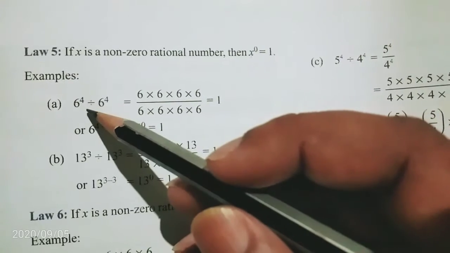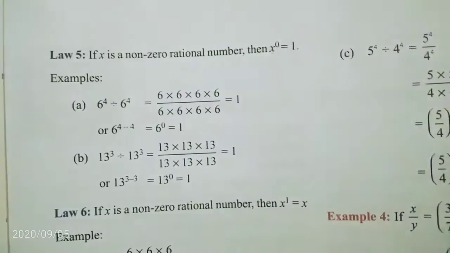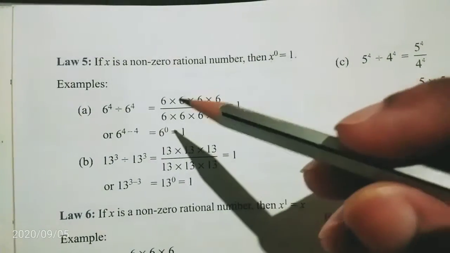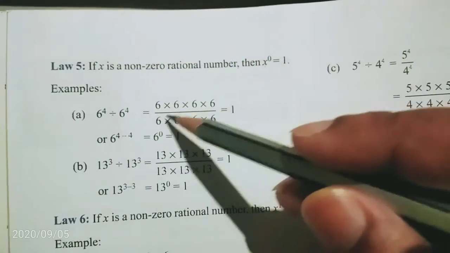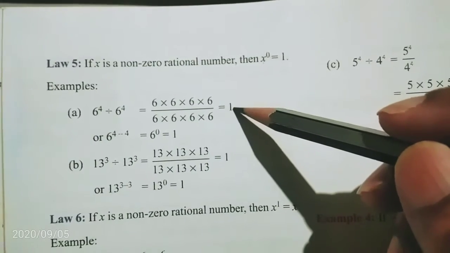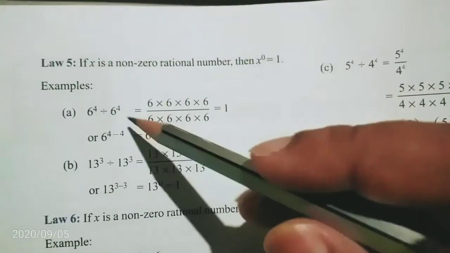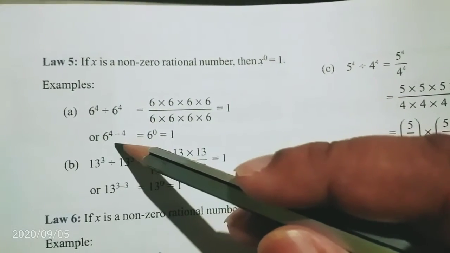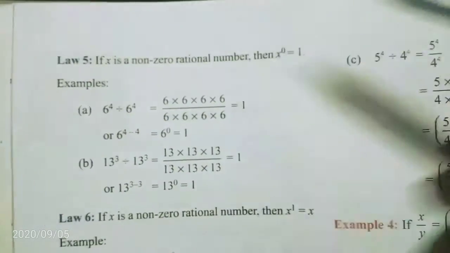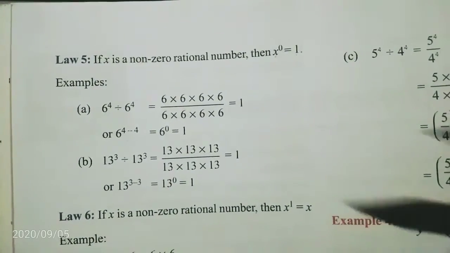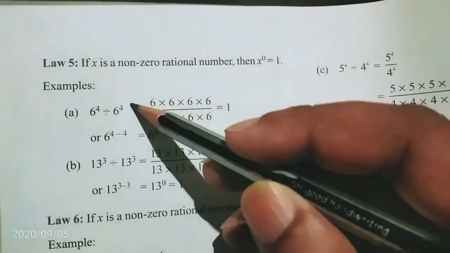Here you can see the example 6 to the power 4 divided by 6 to the power 4. In division form it is written and expanded like this: 4 times 6 written here, divided by 4 times 6 again, then all the 6s cancel. That means it is equal to 1. This is the traditional method, the normal method. But if you use the exponent law we studied in the last video, when the base is the same, then in division form the powers will be subtracted.